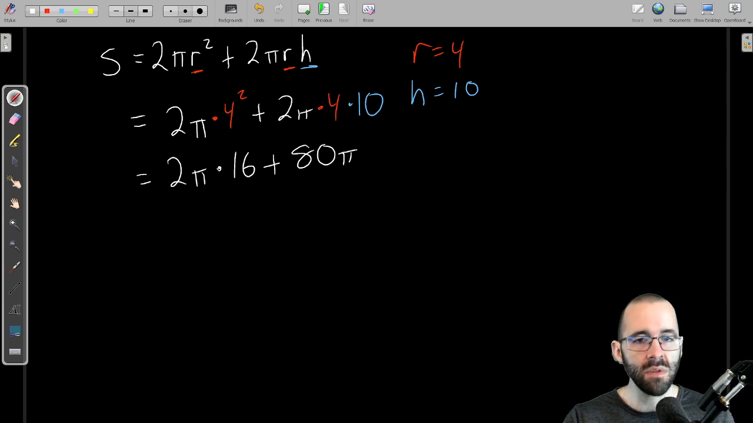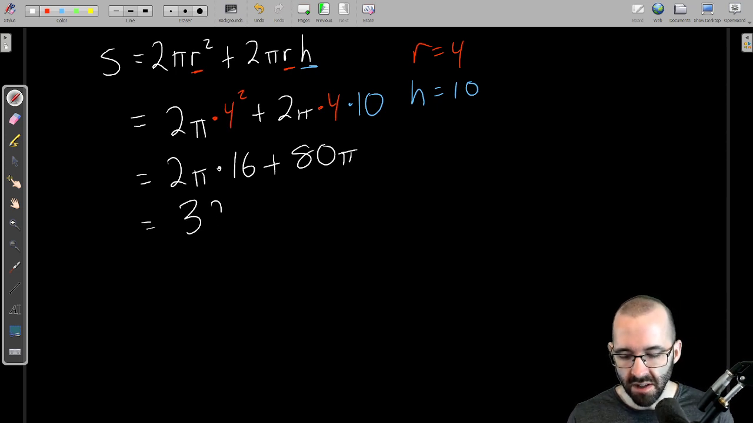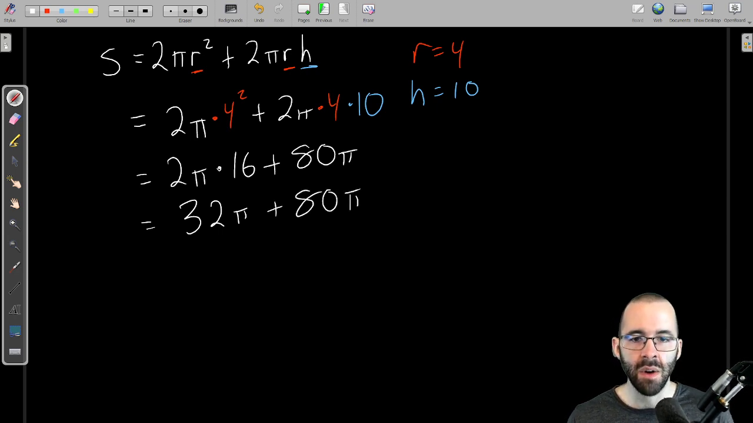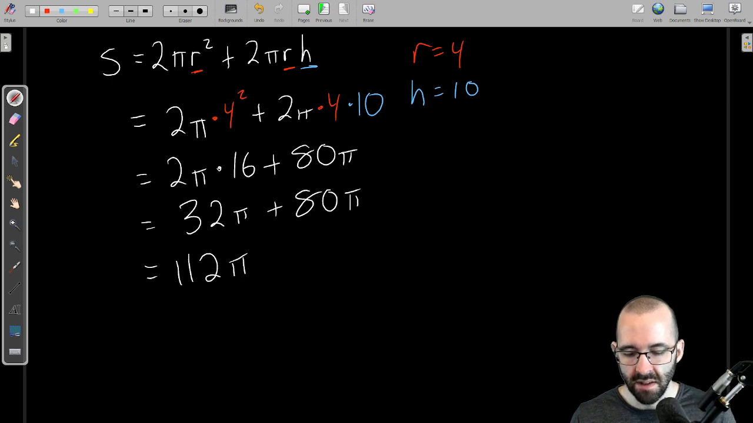And just like with variables, if this were 2x, it'd be the same way. It'd be 80x. You multiply the numbers and then multiply the pi's. Keep going. Order of operations says we can't add these yet. We have to keep multiplying before we can add. 2 times 16 is 32. So there are 32 pi's, and we're adding 80 more pi's. So now we have 112 pi's. You're just adding these together.